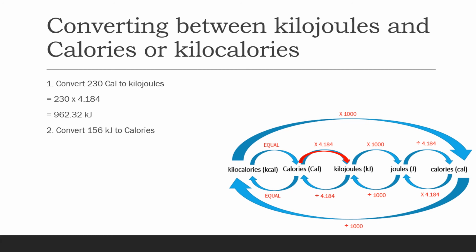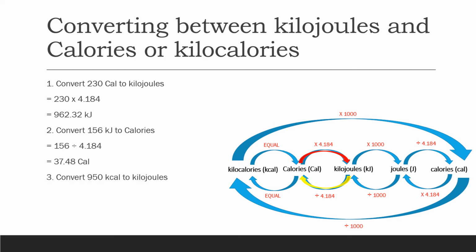And another example is, let's convert 156 kilojoules to Calories with a capital C. So looking at our diagram, we want to go from kilojoules to Calories with a capital C, and our diagram tells us that we need to divide by 4.184. So 156 divided by 4.184 equals 37.48 Calories.